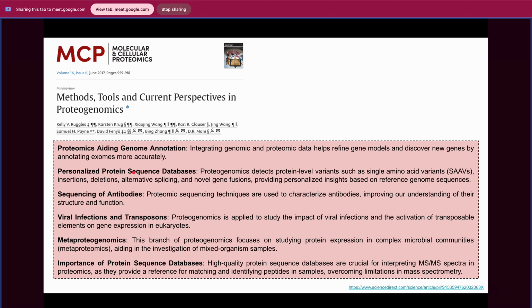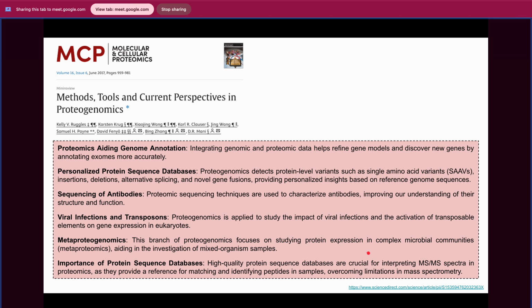Ultimately, with the help of proteogenomics, you can design personalized sequence databases, because you can identify protein level variants such as single amino acid variants, insertions, deletions, alternative splicing, and novel gene fusions. All those things can help you design personalized protein sequences. These are applications of sequence-centric proteogenomics. You can also sequence antibodies, and the impact of viral infections and how they influence the activation of transposable elements can also be studied with the help of proteogenomics.